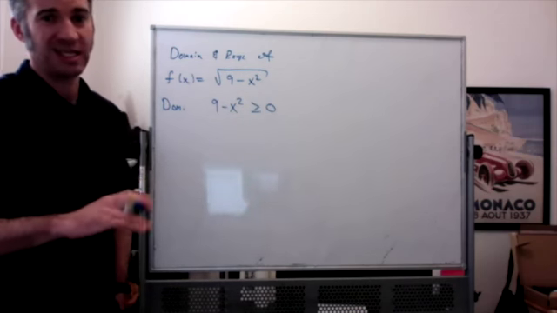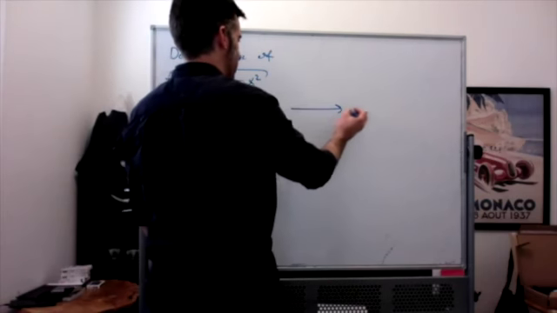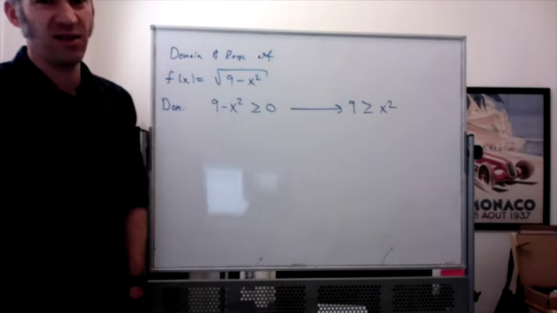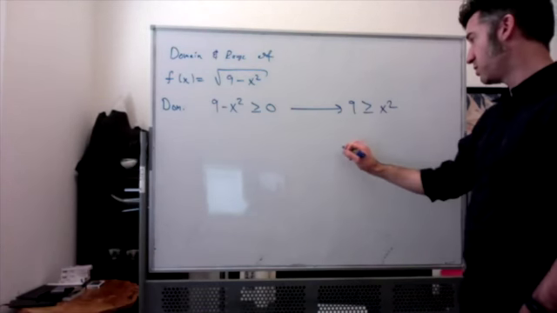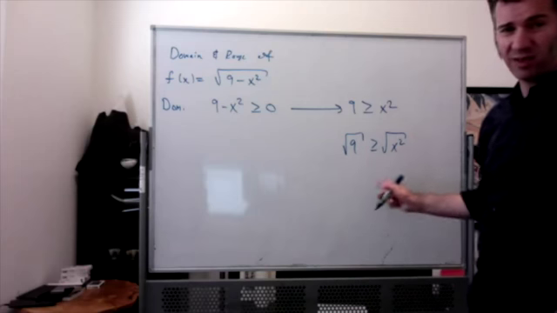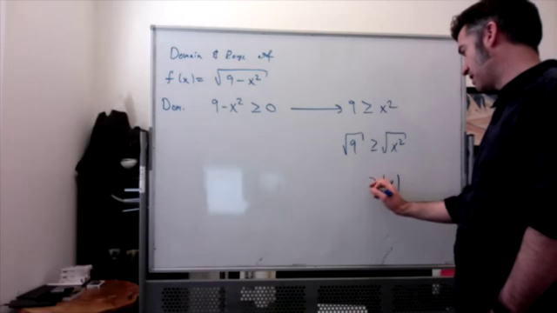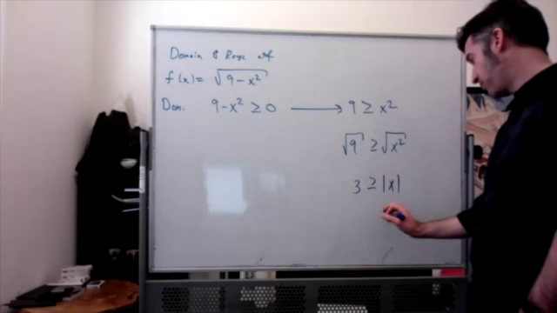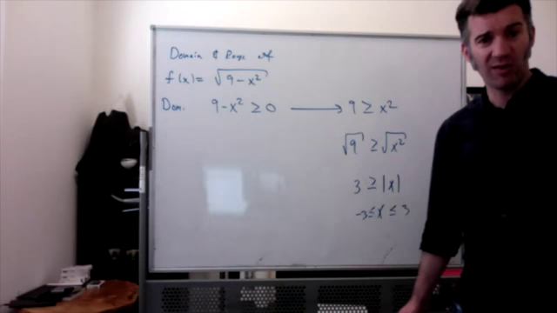Now here's where it's easy to kind of go in a direction that might not be great. I really don't want to do this: 9 is greater than or equal to x squared. Because then you have to take the square root of both sides, and if you're careful, it'll work. The square root of x squared is the absolute value of x. So the absolute value of x is less than or equal to 3, which means x is between 3 and negative 3. I don't love doing it this way.